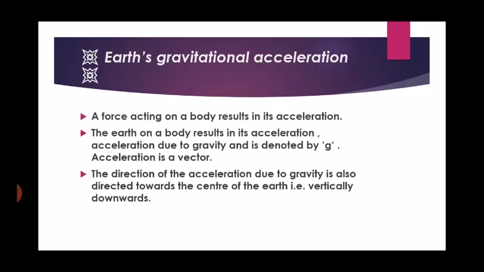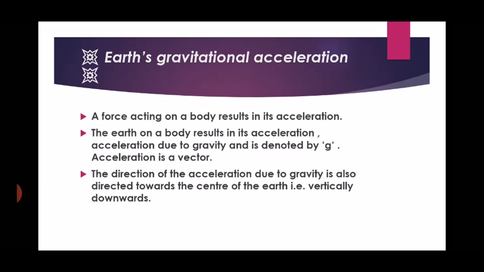Okay, now come to the next topic, the earth's gravitational acceleration. The earth exerts gravitational force on nearby objects. According to Newton's second law of motion, a force acting on a body results in acceleration. Thus the gravitational force due to the earth on a body results in acceleration, and this is called the acceleration due to gravity, denoted by the small letter g. The acceleration is a vector quantity. You know very well what a vector quantity and a scalar quantity are.